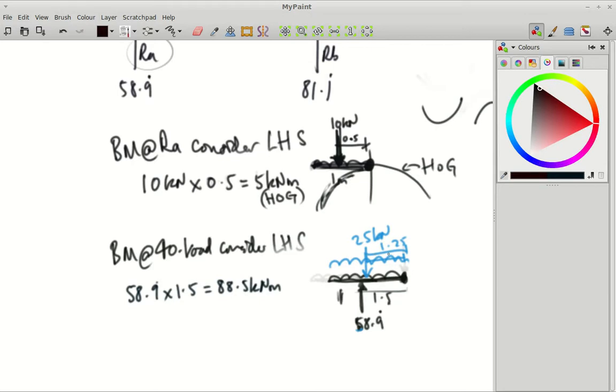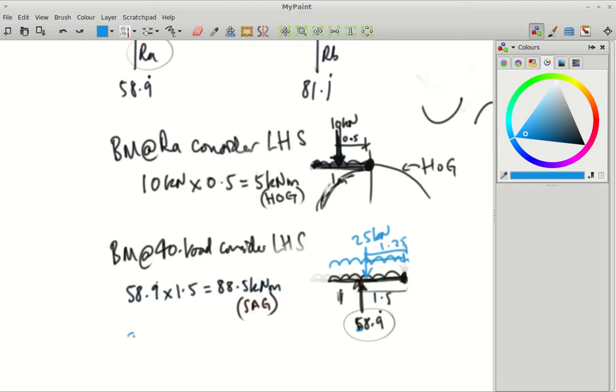So ignoring the UDL pushing down, we're just looking at this for the time being. That's pushing up, so that would deflect in that kind of shape. It would bend like that. So if you mirrored that over, that's a sagging shape. So it's 88.5 sag. That's all well and good. I'm just going to undo that so it's a bit cleaner. So that's 88.5 sag.